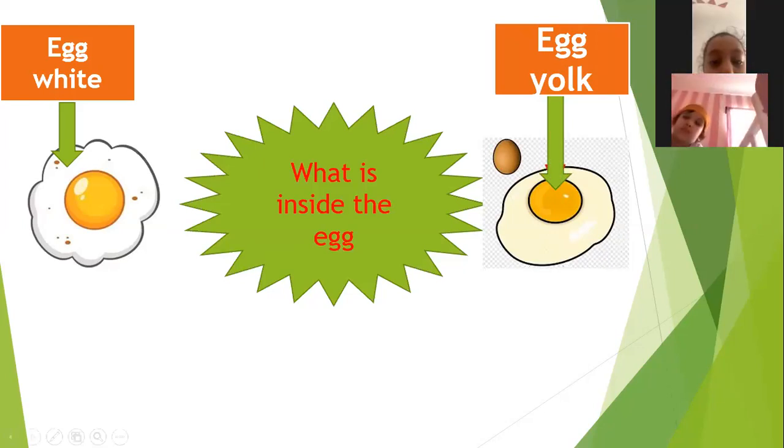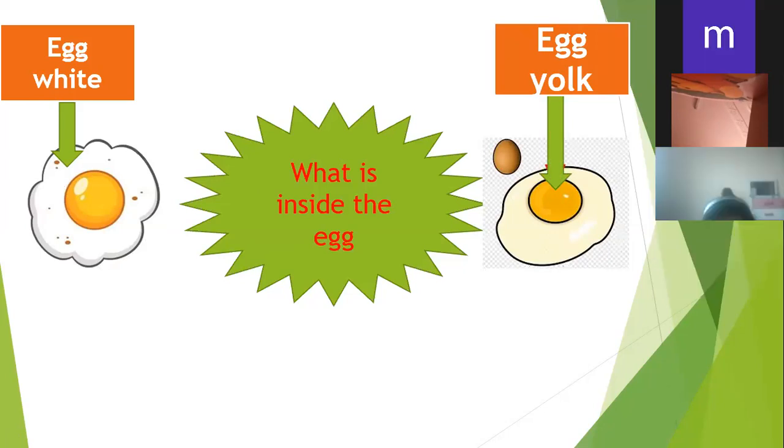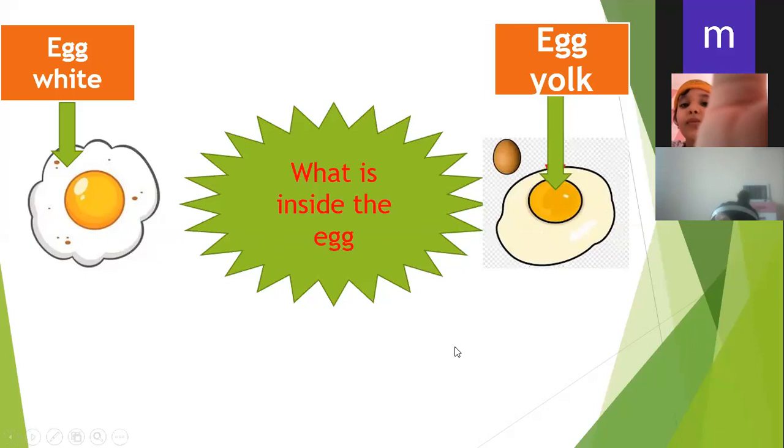Where is Jumana? Juju? Yes. The white one, if I open the egg, what can I find inside? White and yellow. Yes, the yellow one, what do we call it? Yolk. Okay? So if I open the egg, I can find egg white and egg yolk.